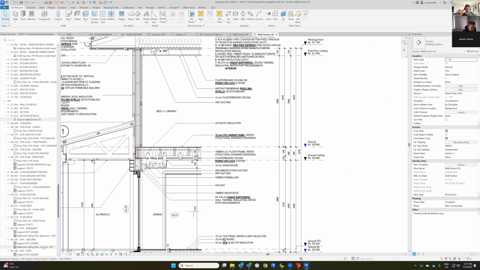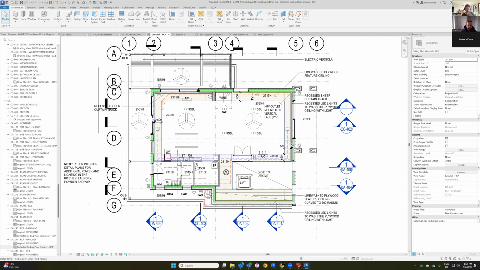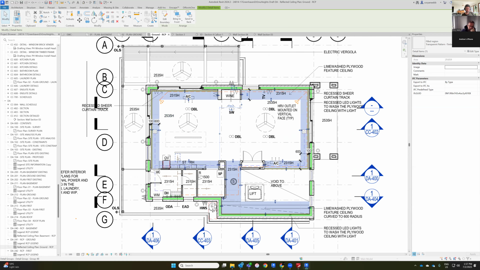So if we go back here, this yellowy thing that I've just highlighted now, that's the lower timber ceiling around that bulkhead. And then it's got a higher ceiling in here where your fans are and lights and feature lights over your island and that sort of thing.